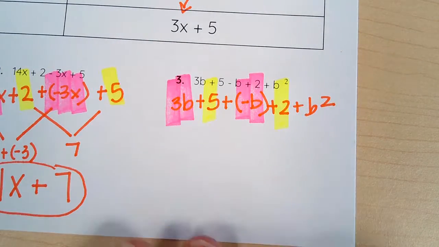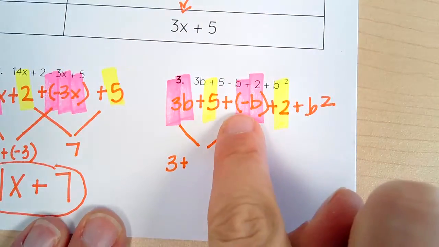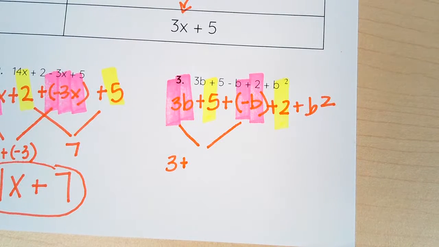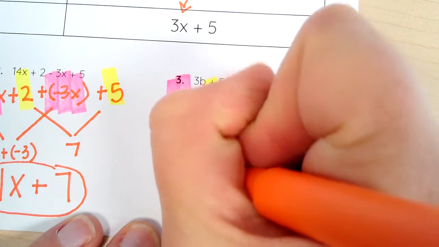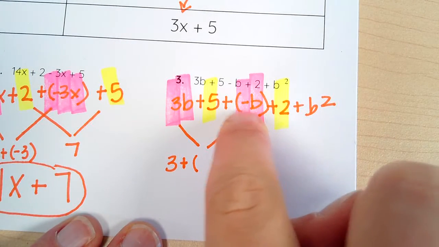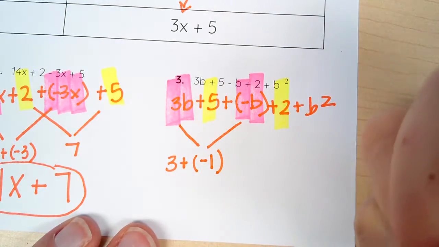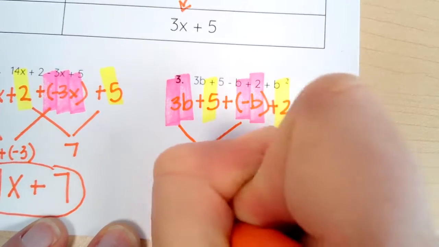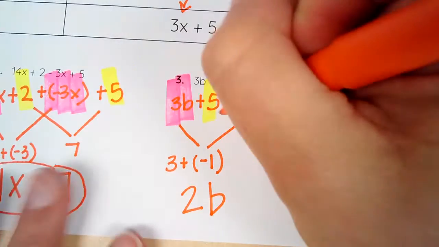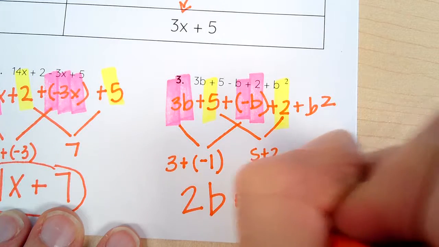Step number 3. I've got 3 plus, well, here I've got negative b, no coefficient, but we know that all variables have a coefficient, and if they don't have one written, it is a 1, but we can't lose that negative, so that would make it negative 1. That is key, negative 1. 3 plus negative 1 is 2b. Now I can combine that 5 plus that 2, getting me 7.